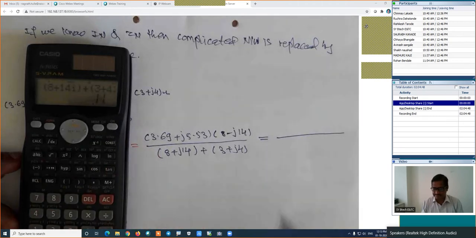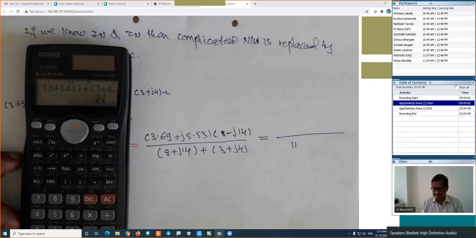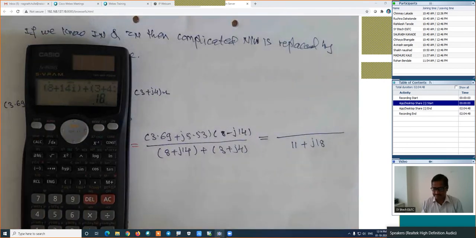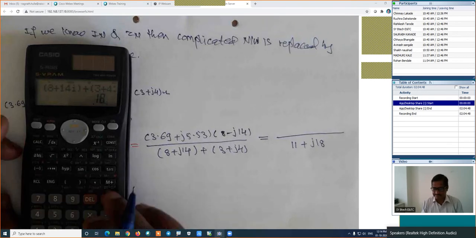That is the real part. It is 11. Is it right? This value is 11. Then shift of is equal to, that is 18i, plus j18. 11 plus j18 is the denominator. Is this the denominator? How is the numerator?